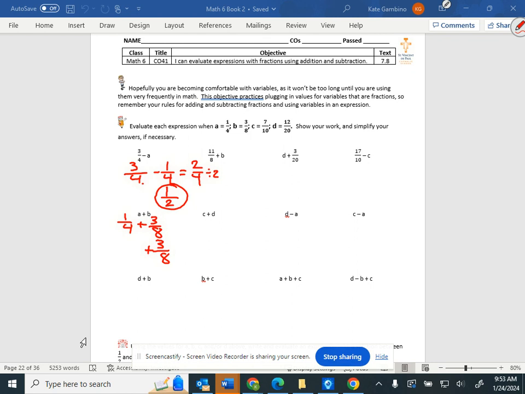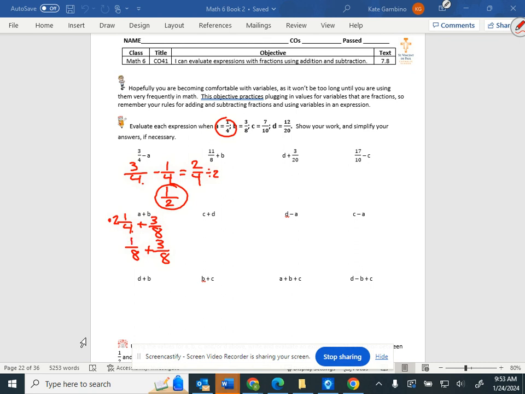Sorry, say that again. So I have 1/4. Am I going to divide it by 2? I'm going to multiply it by 2. 1/4 is right here for 8. Yep. So 4 times 2 is 8.